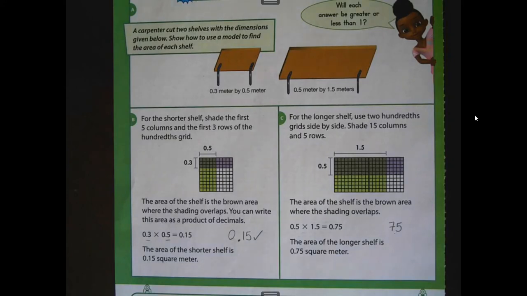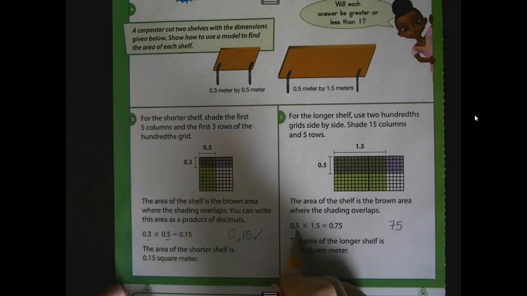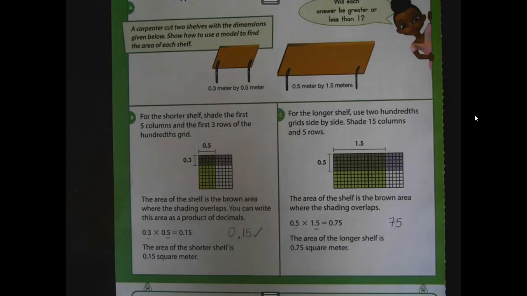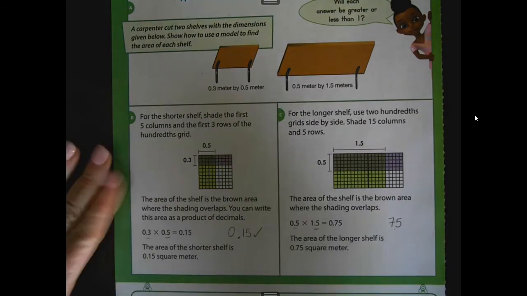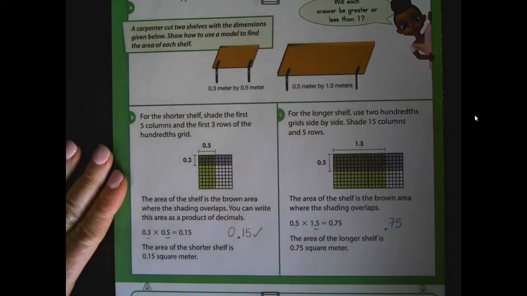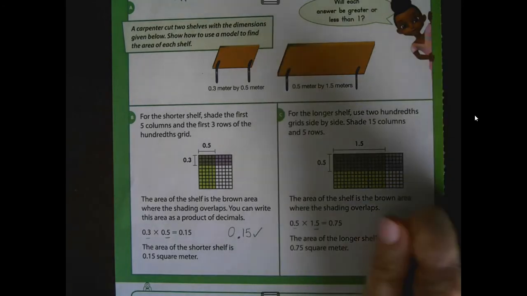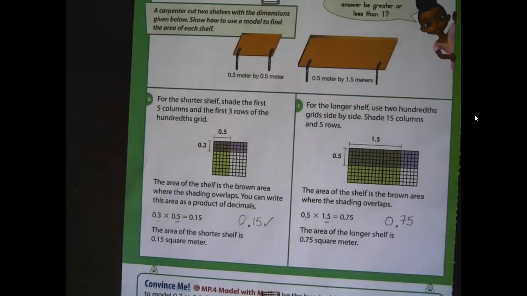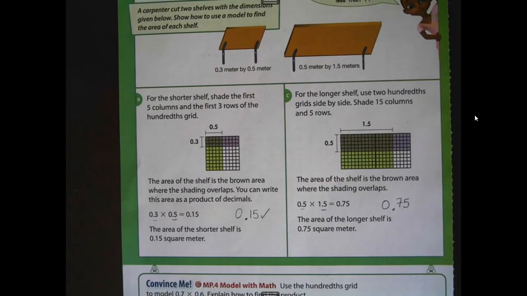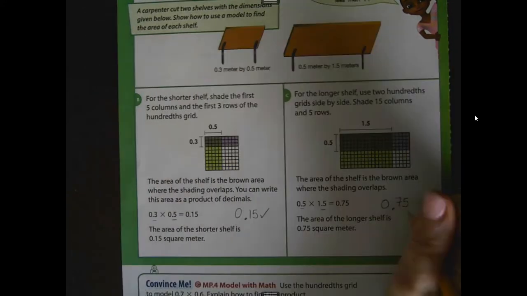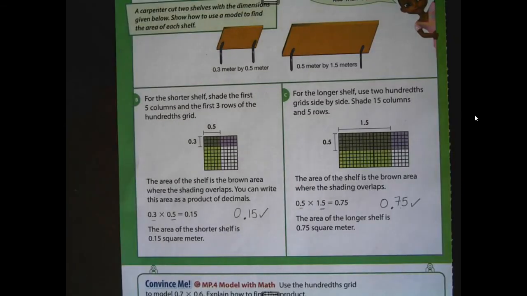We have 1 decimal digit place in the first factor, 1 in the second, for a total of 2 decimal places. So we need 2 decimal places in our product. 75 hundredths needs a 0 at the front of it to show that there's no whole number. All right, so we just checked the model with the standard algorithm.